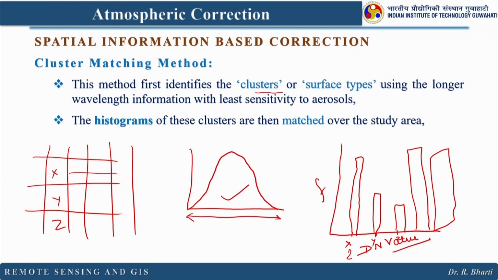So, what you will have? You may have two different types of peaks here. So, this is known as unimodal, this is known as bimodal. You may have 3, 4 or 5 or 10 peaks, right, depending upon the range of the value and the distribution of the values. So, here the histogram refers to this particular distribution of the DN values.